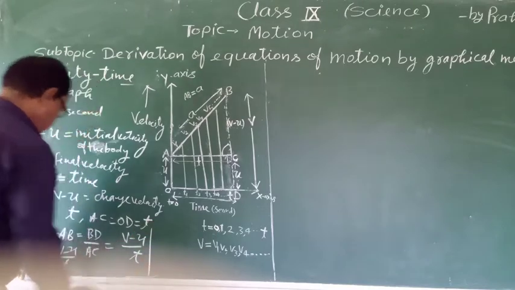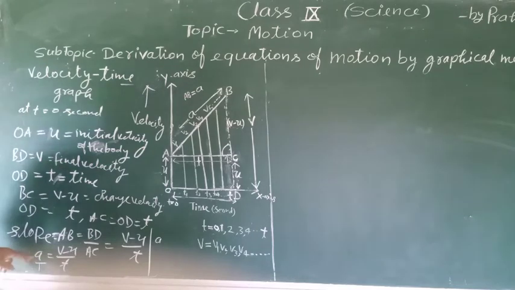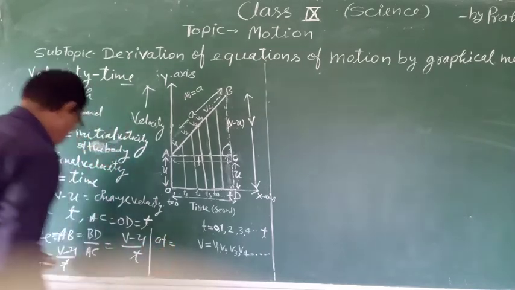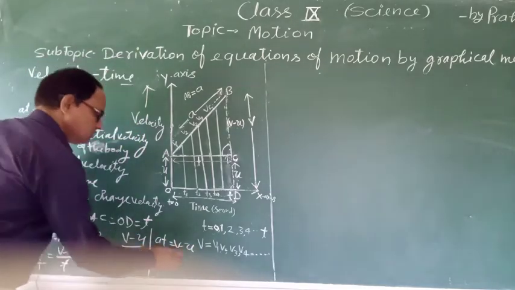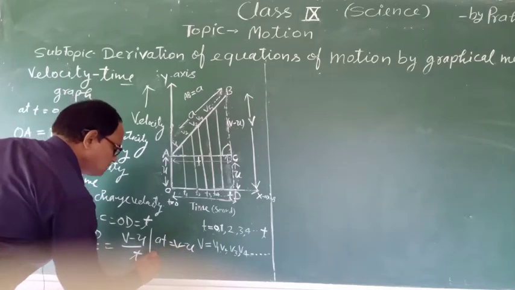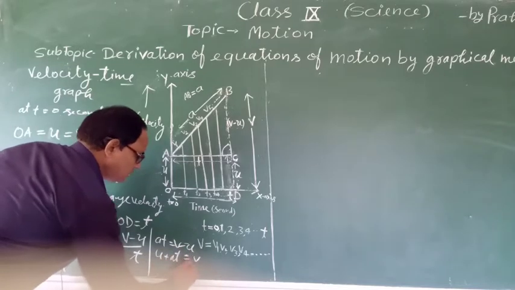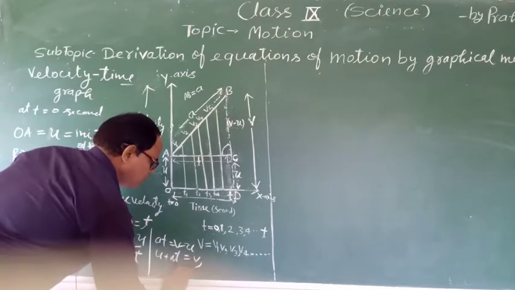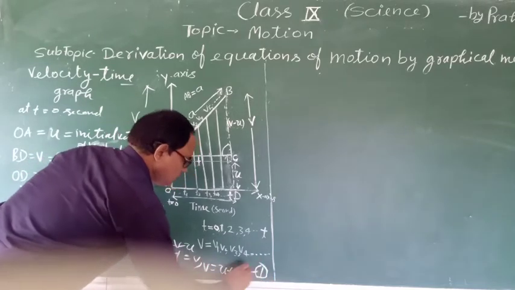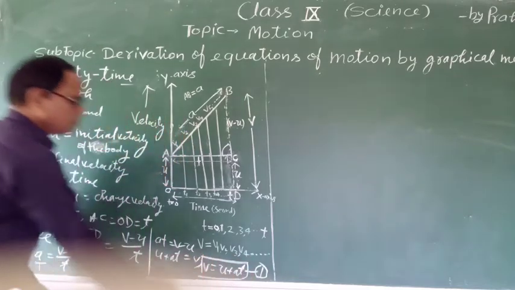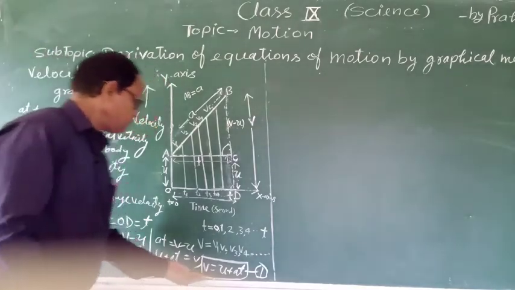Here we cross multiply: at is equal to v minus u. Transferring u to this side, the sign changes: u plus at is equal to v, or v is equal to u plus at. It is the first equation of motion. Understand, students? This is a very important formula.